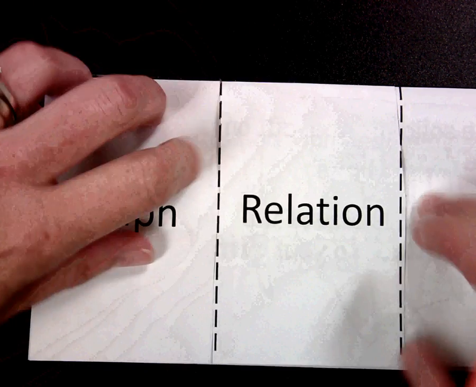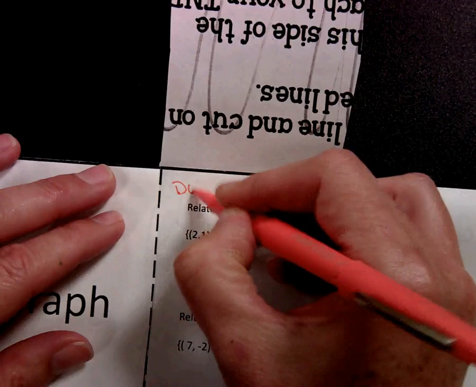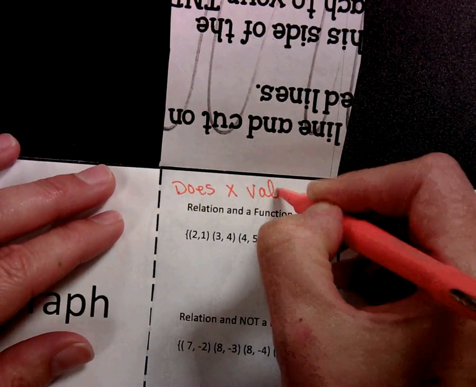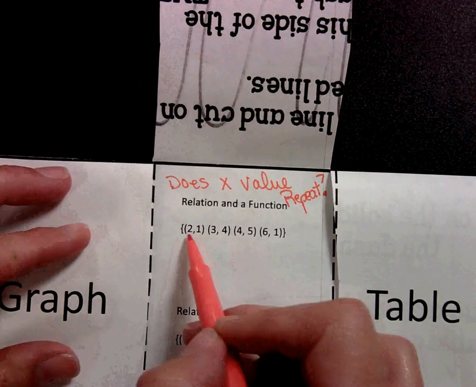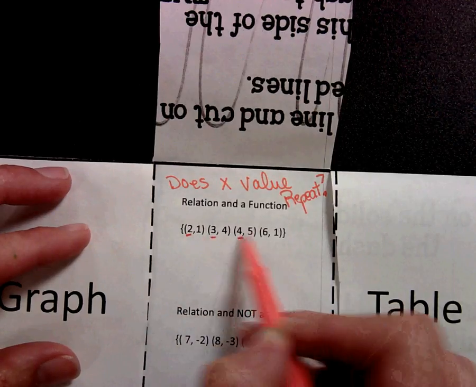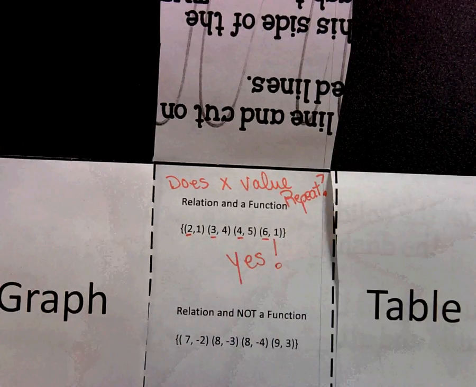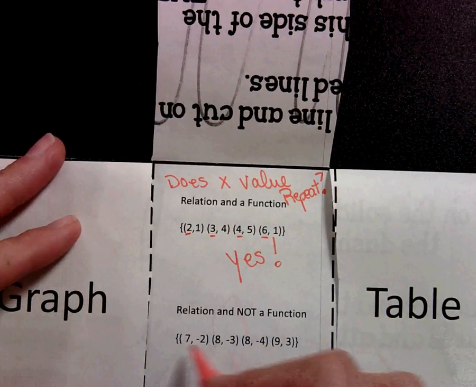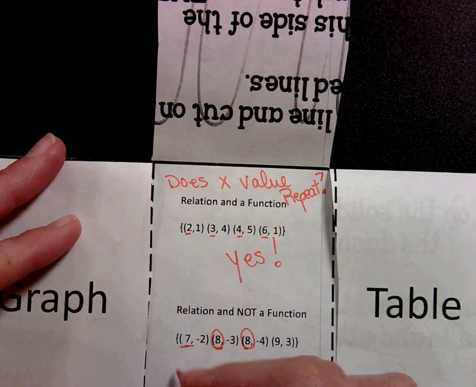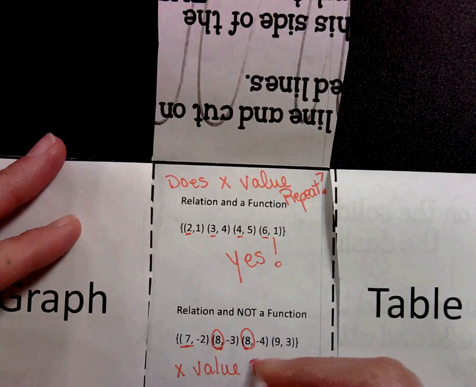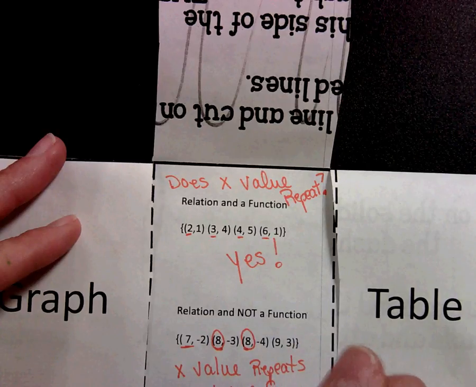Okay, so sometimes we're just given a relation, a set of ordered pairs. So remember what we're looking for is, does the x value repeat? That's what we're asking ourselves when we're looking at a relation. So we have 2, we have 3, we have 4, we have 6. None of those x values are repeating, and so therefore, yes, this is a function. In our next relation, you notice we have 8, and we have 8 again. So the x value repeats. That's our input. So that's why this one is not a function.